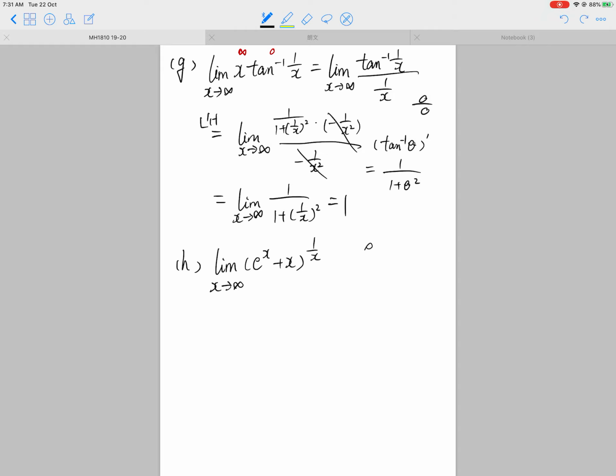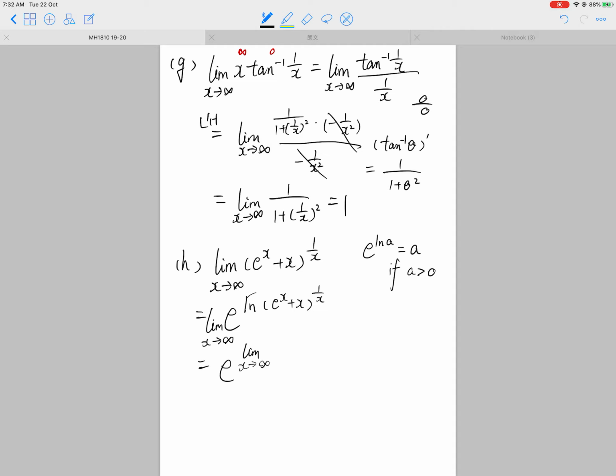Remember, e to the power of ln a equals a, if a is positive. Now this part is positive, so we can use that. So it's e to the power of ln of this, when x is approaching positive infinity. Because this is a continuous function, the limit of e is e to the power of the limit.